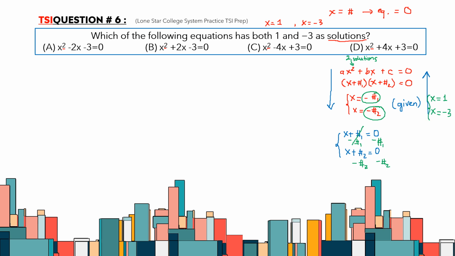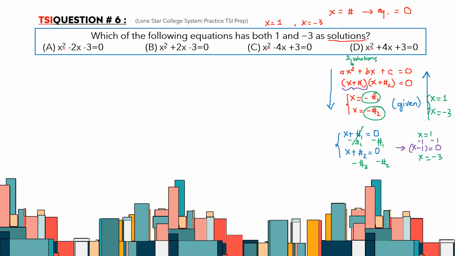Okay, now we have that, right? Now we want to go upwards, so we do opposites. We have x equals 1 and x equals -3. We want to move the number to the left hand side with x, and let the right hand side equal 0. So to do that, I will subtract 1 from both sides. So I have x minus 1 equals 0. So I have my first factor right here.